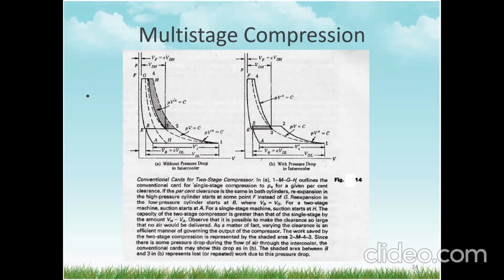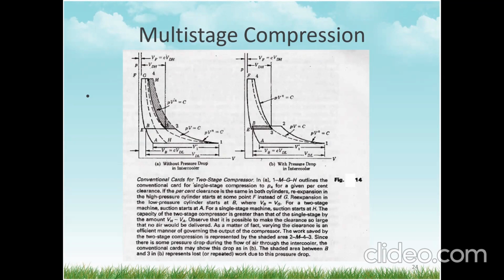So this is just an outline. Okay? Now if the percent clearance is the same for both cylinders, this is the clearance of this cylinder, and this is the low pressure cylinder. The clearance is this. B sub B is C, B sub DL. Then DH, L is low pressure, H is high pressure. So B sub F is CBD.